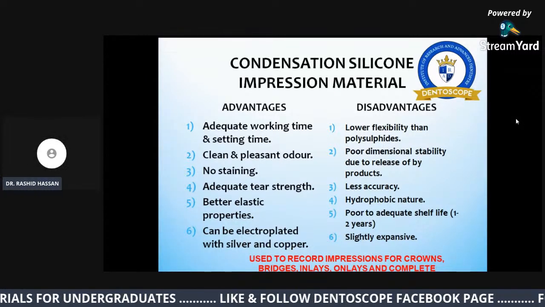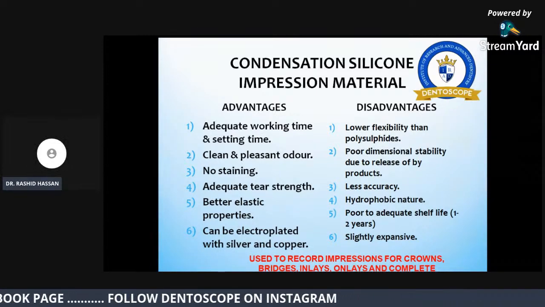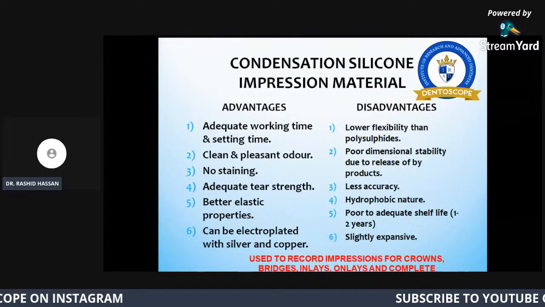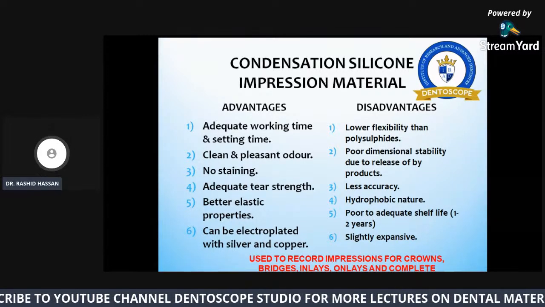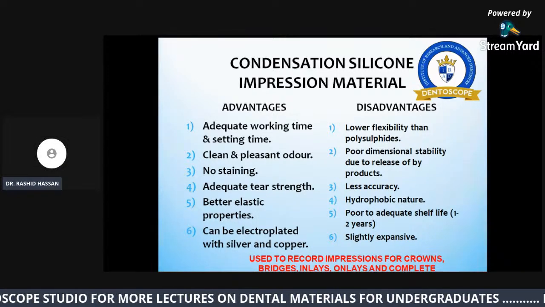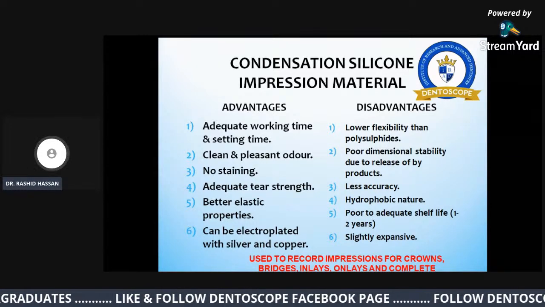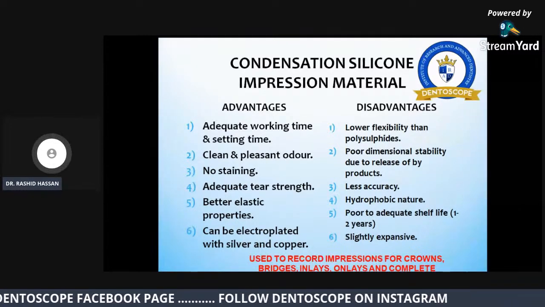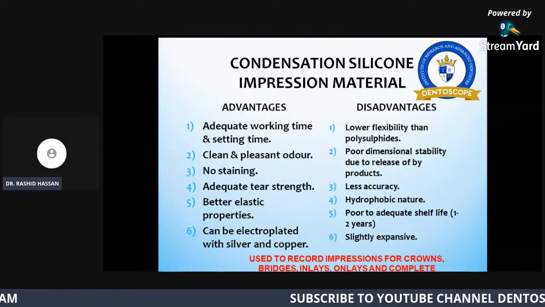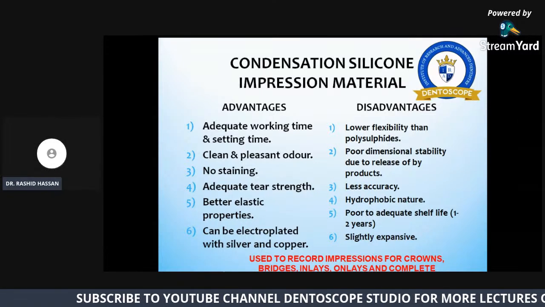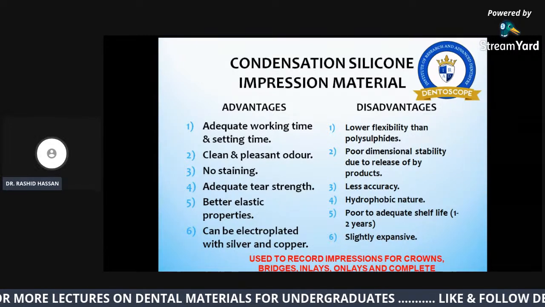Talking about the disadvantages, the demerits of the condensation silicon, it has lower flexibility than polysulfides. Dimensional stability is also very poor because of the release of the byproduct. So dimensional stability is not getting better. In polysulfides, dimensional stability was not good. Here in condensation silicon, the dimensional stability is again the problem. And that is only due to this condensation polymerization reaction, because in this reaction the byproduct is formed, and since there is going to be shrinkage, the accuracy is going to be compromised as well.